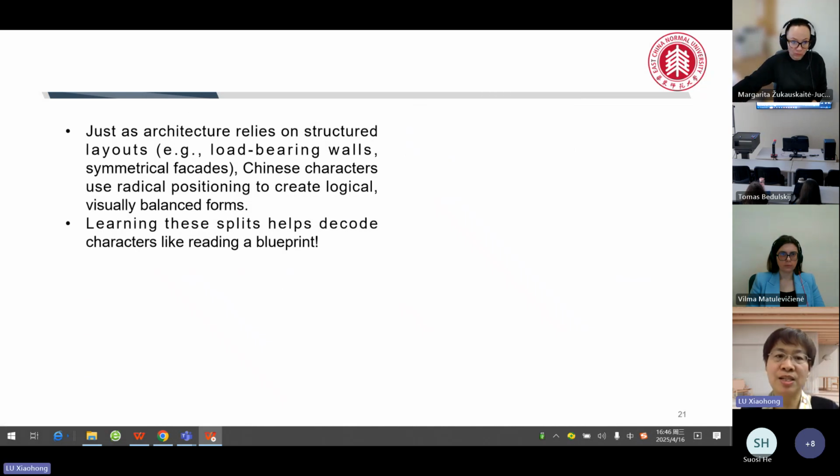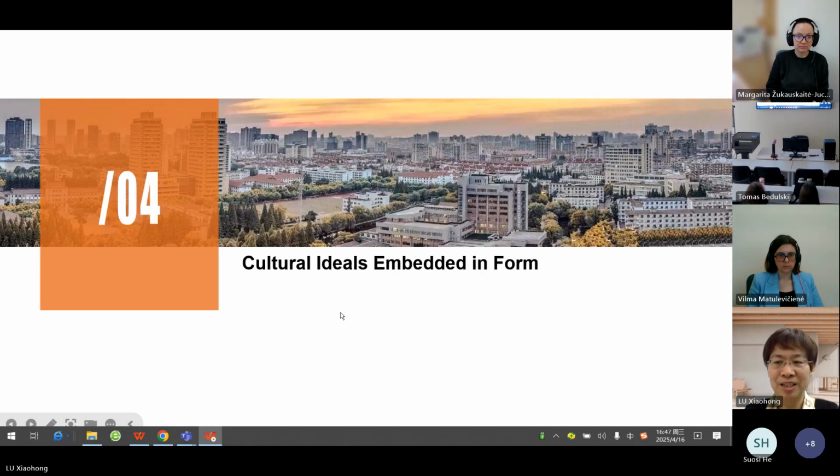So just as culture relies on structured layers, like load-bearing walls and symmetrical facades, Chinese characters also use this radical positioning to create logical, balanced forms. So if you learn these radicals or splits, it can help us decode characters, like reading a blueprint. So you can use those hints to decode the Chinese character.